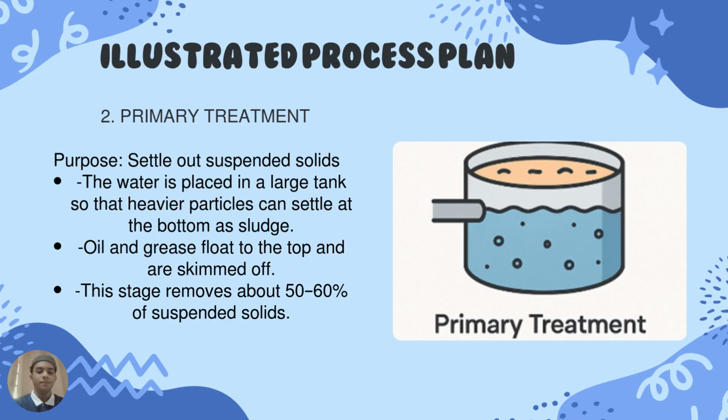Okay, secondly, primary treatment. Its purpose is to settle out suspended solids. The water is placed in a large tank so that heavier particles can settle at the bottom as sludge. Oil and grease float to the top and are skimmed off. This stage removes about 50 to 60% of suspended solids.